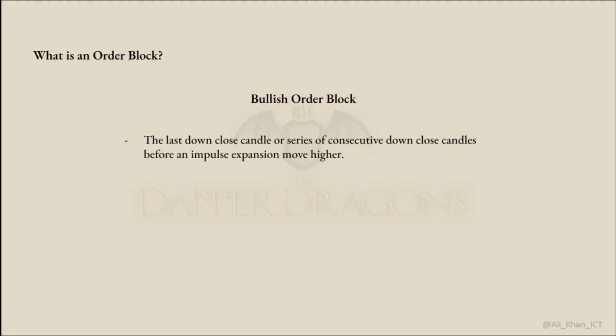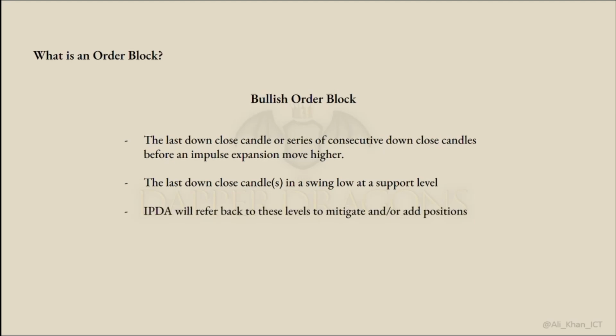So the last down close candle or series of consecutive down close candles before an impulse expansion move higher, those series of down close consecutive candles is what makes the bullish order block. It has to be at a swing low which is at a support level. This support level can be support and resistance, it can be fair value gaps, it can be breakers, any of the PD arrays that we're going to mention in this series. So IPDA will refer back to these levels to mitigate and or add positions. It's the whole market efficiency paradigm of buying and selling and how the algorithms move.